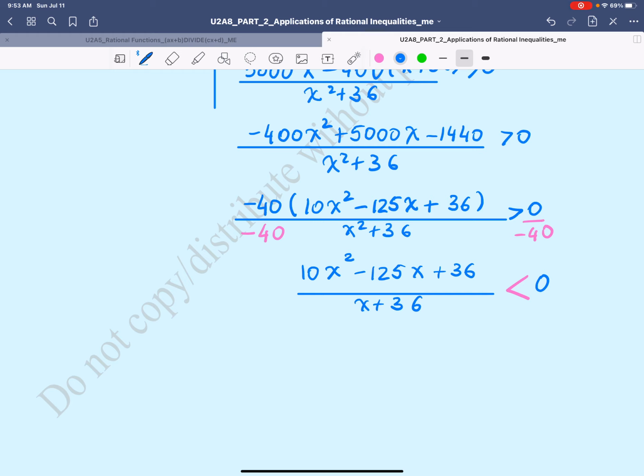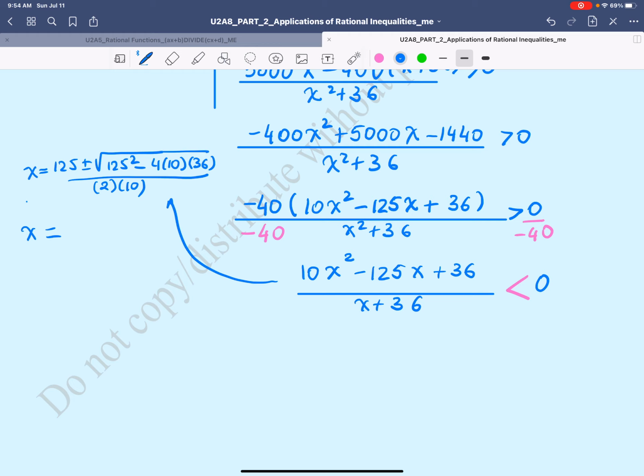So 10x squared minus 125x plus 36 will have the x value equal to negative b, so 125, plus minus the square root of b squared, which is 125 squared minus 4 times 10 times 36. And this all will be over 2 times 10. So let's take a look at the root. We have 125 squared minus 4 times 10 times 36.